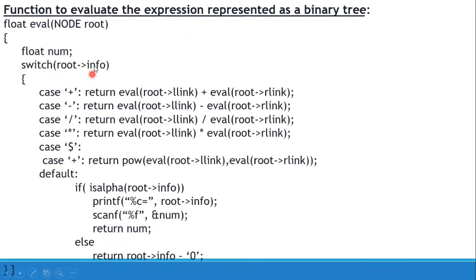Then this is a function to evaluate the expression represented as a binary tree. In expression trees, whenever an operator is encountered, we evaluate the expression in the left subtree and evaluate the expression in the right subtree, and then we perform the operation. So this is a C function to evaluate the expression represented by an expression tree.